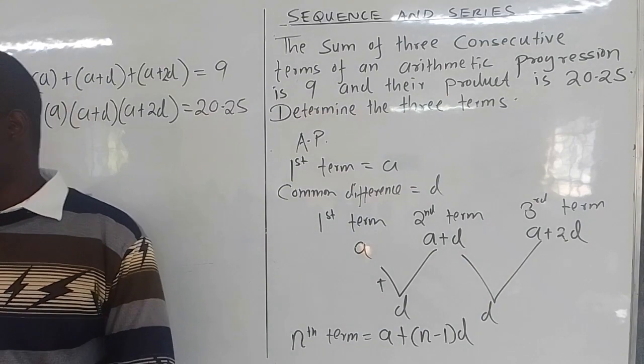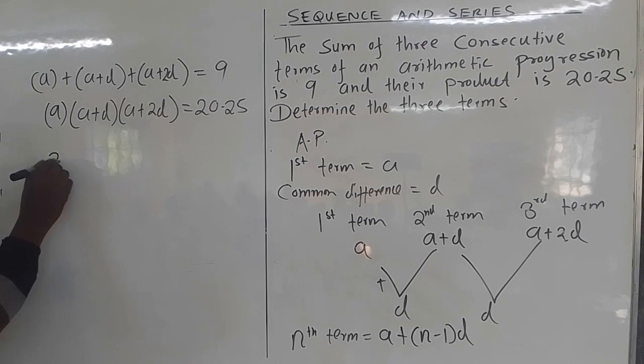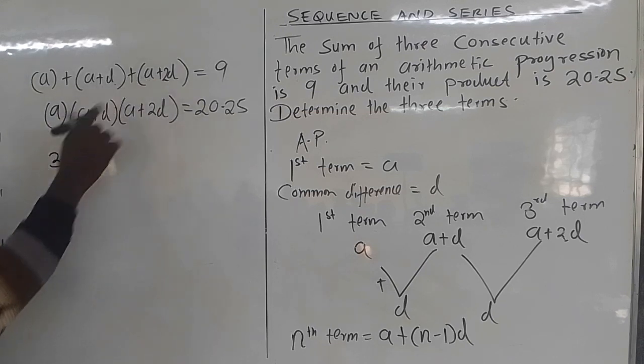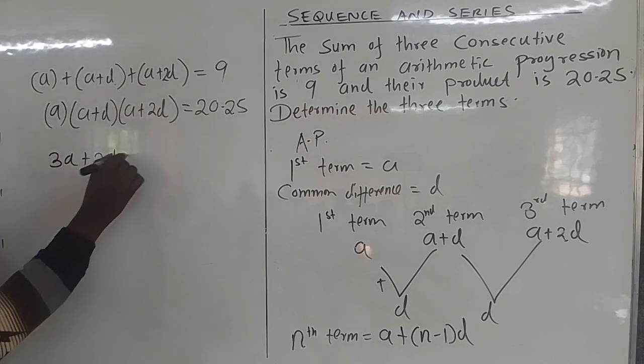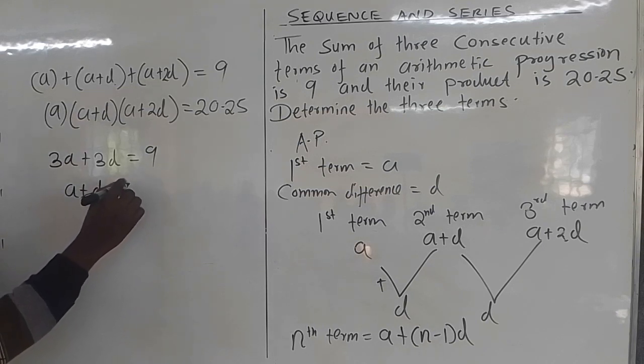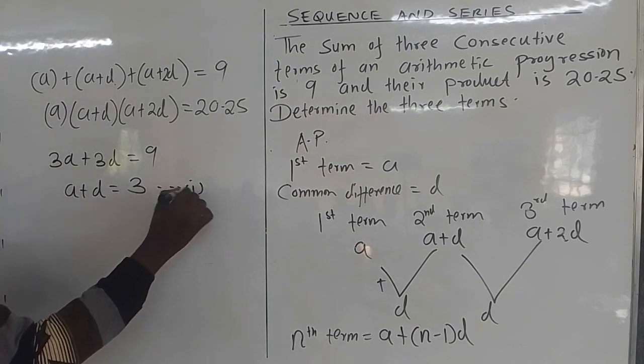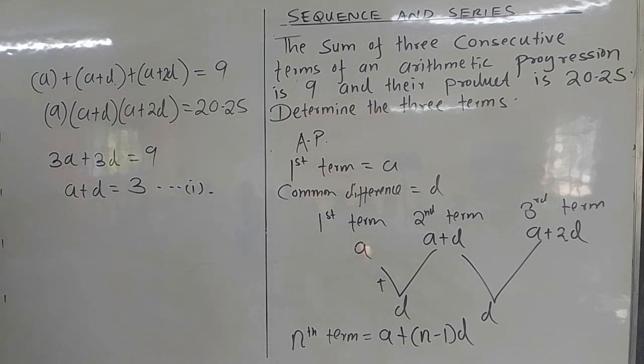Are we together? So let us start by simplifying the first one. A plus A plus A is 3A, and D plus 2D is 3D, so 3A plus 3D is equal to 9. 3 is a common factor. If you divide all through by 3, you get A plus D is equal to 3. So this is equation 1.